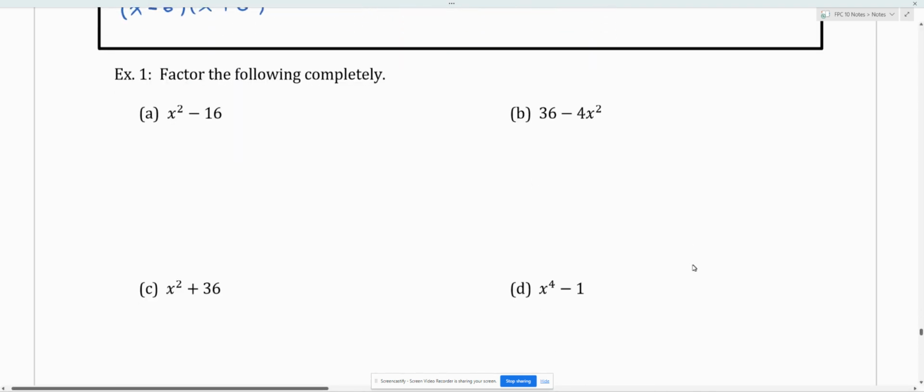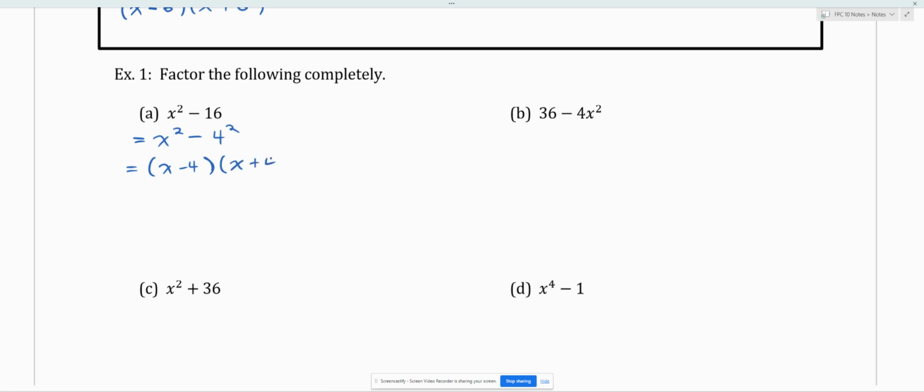So let's factor these completely. The first one here, I have x squared minus 16. Well, x squared, of course, is a perfect square. 16 is one of our perfect squares. That is the same as 4 times 4. So I'm just going to show that I have x squared minus 4 squared. And so I can go right to my solution of x minus 4 times x plus 4. And you're done. That's what's so nice about this shortcut.